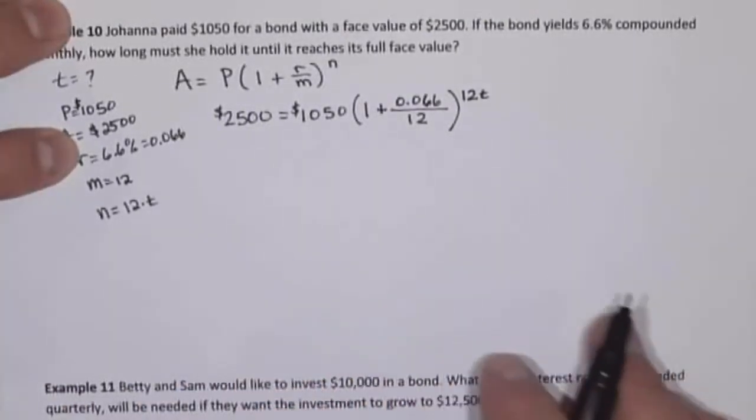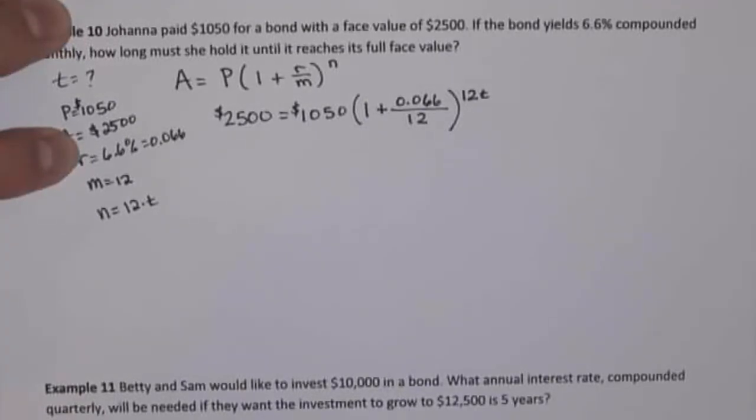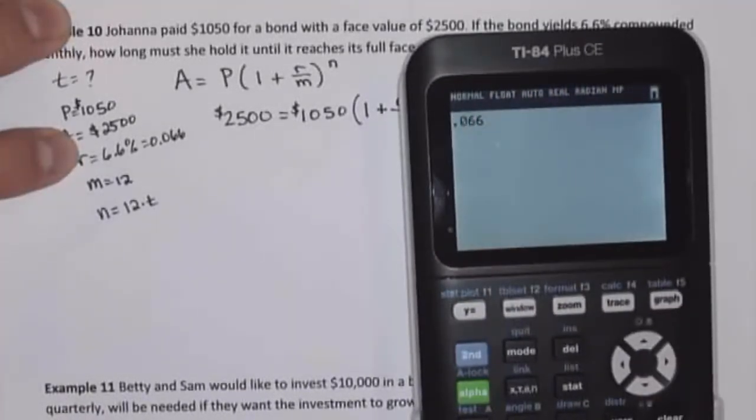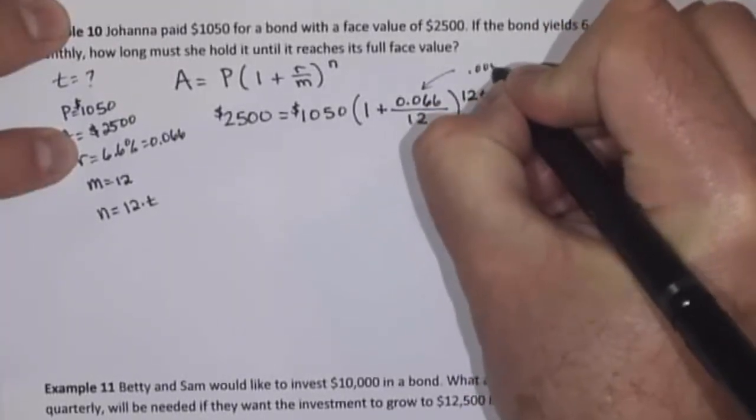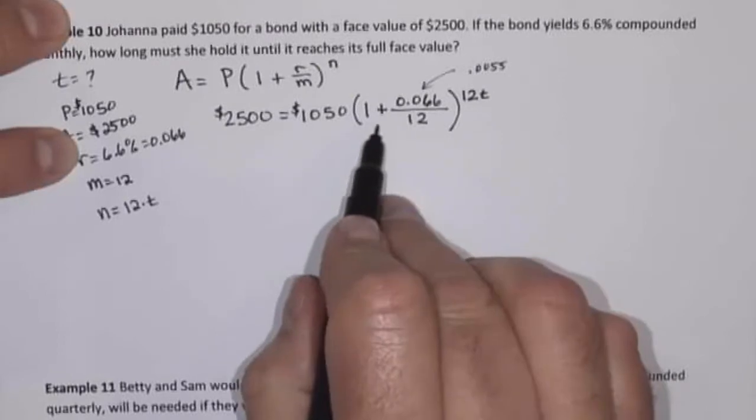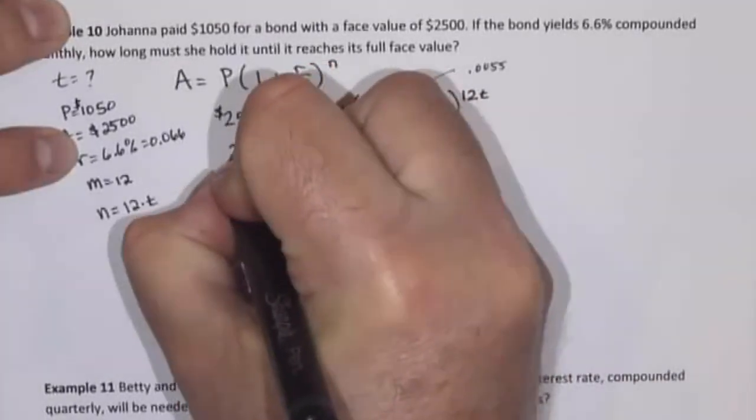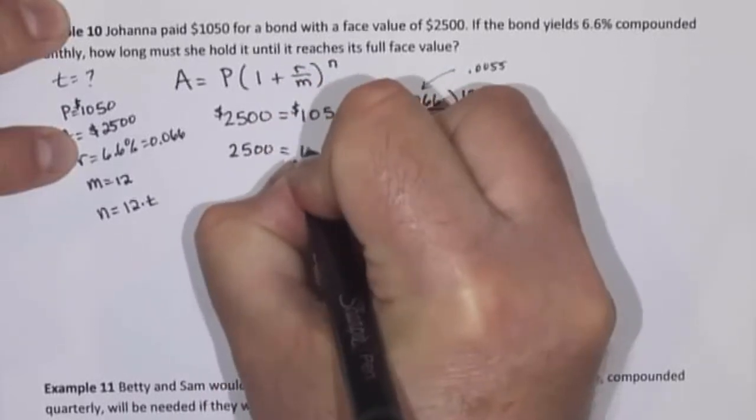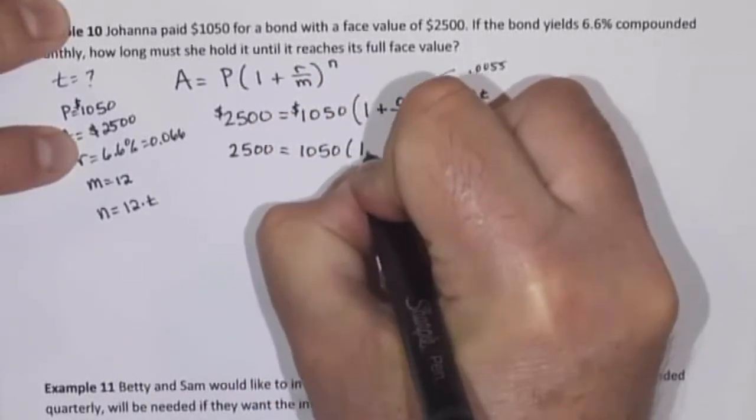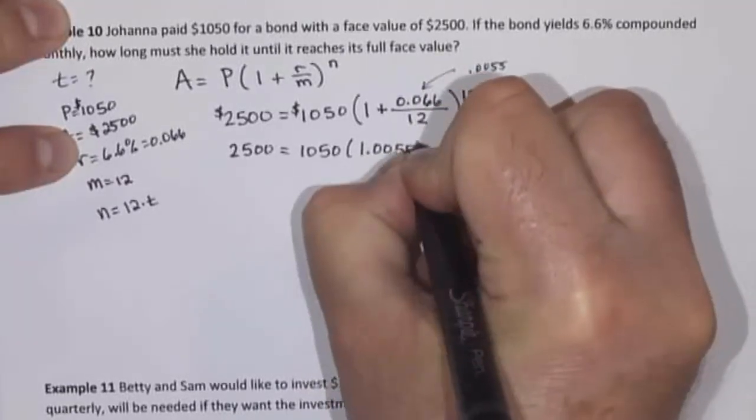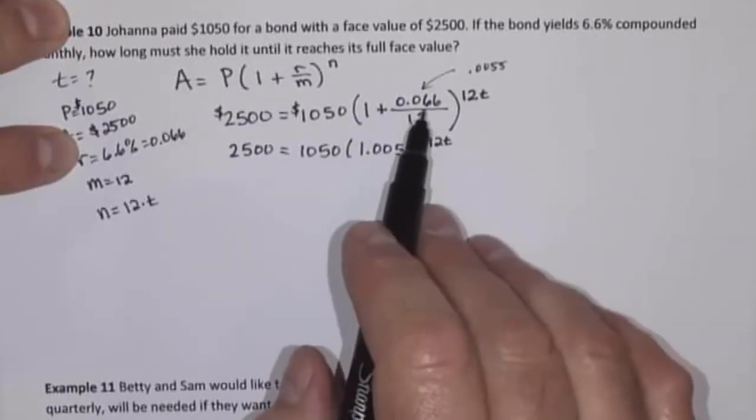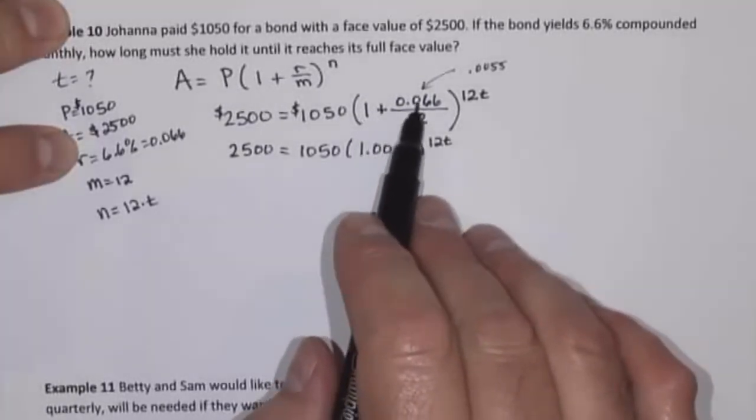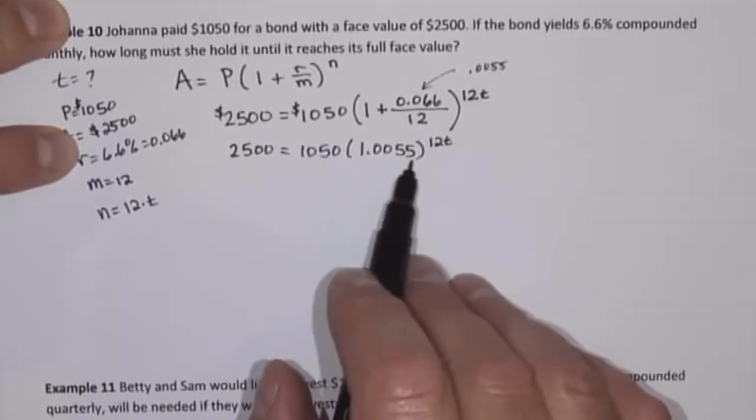So if I clean this up just a little bit, the 0.066 divided by 12 inside the parentheses is 0.0055. And if I add 1 to that, then it's going to be 1.0055. So I have 2,500 equals 1,050 times 1.0055 raised to the 12t power. And again, that 1.0055 is what I get when I take 0.066 divided by 12 and then add the 1 to it.